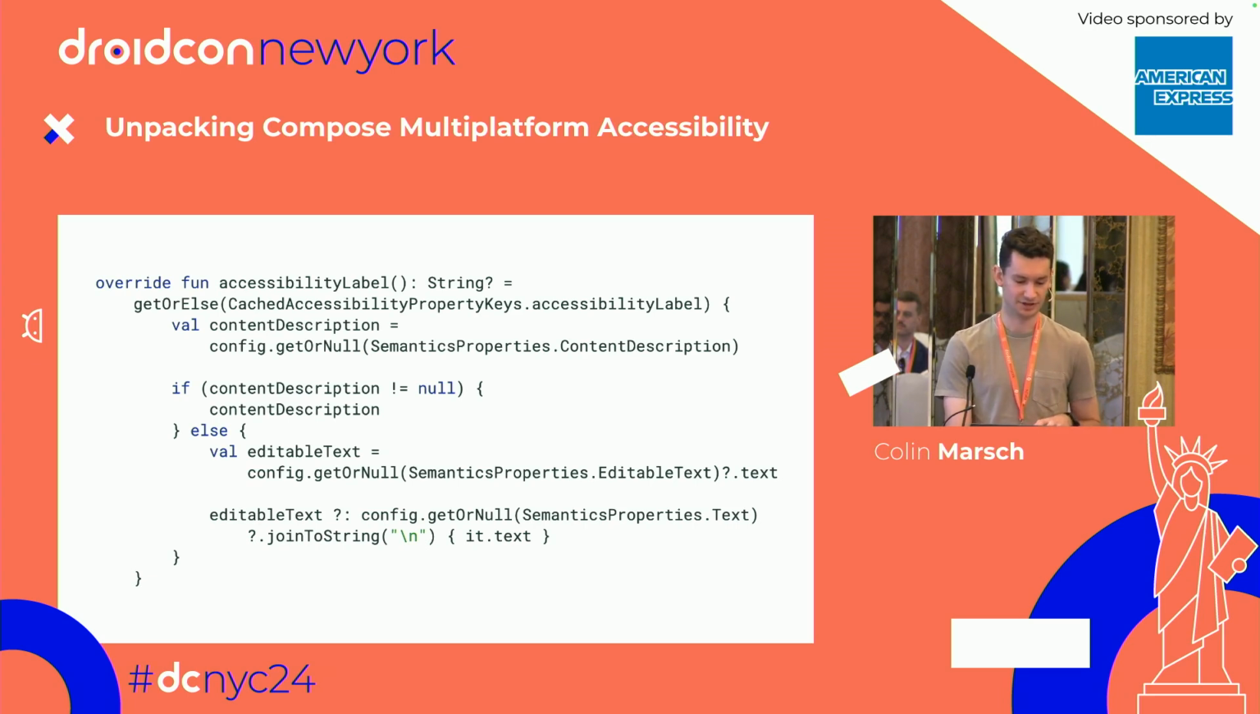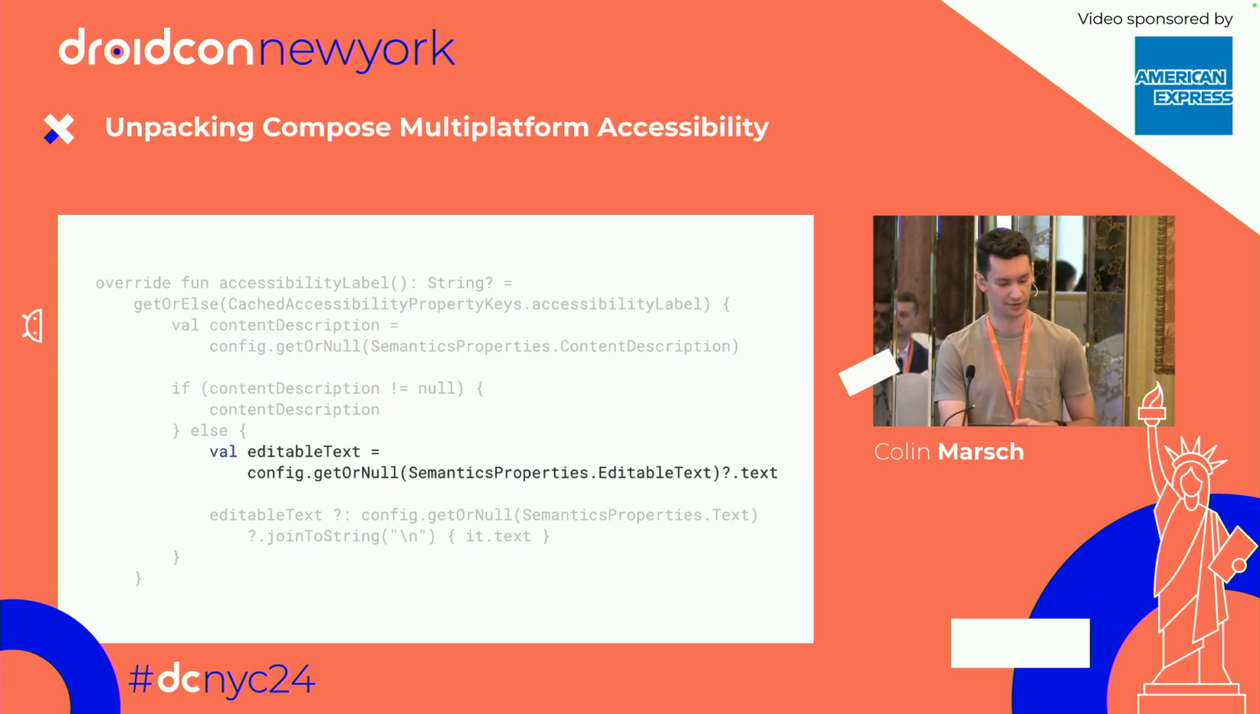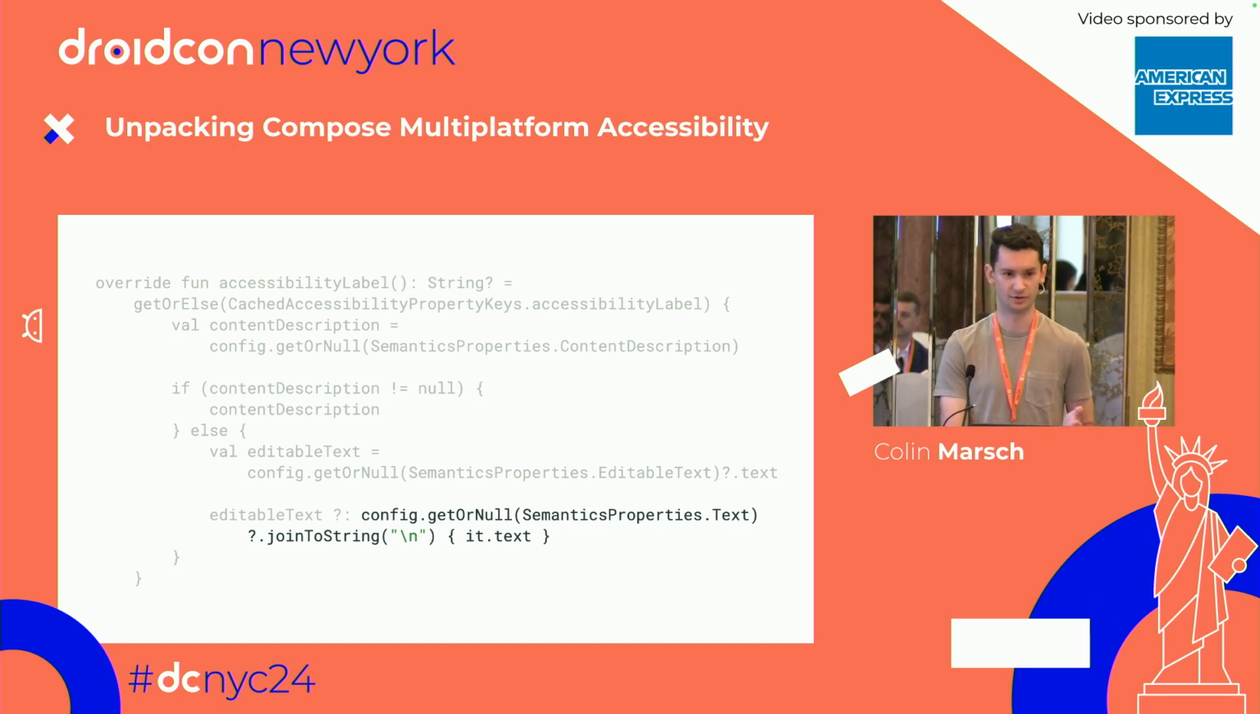So for this specific case, first we'll check if there's a content description set on our semantics node. If there is, then that will be used as the accessibility label. Otherwise, we'll see if there's some editable text, like if we have a text field, or maybe there's just some text content overall if we just have a text label in our application.